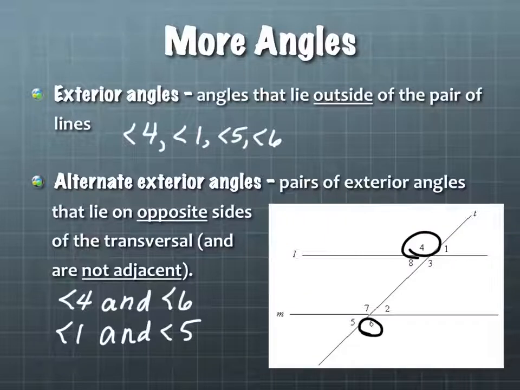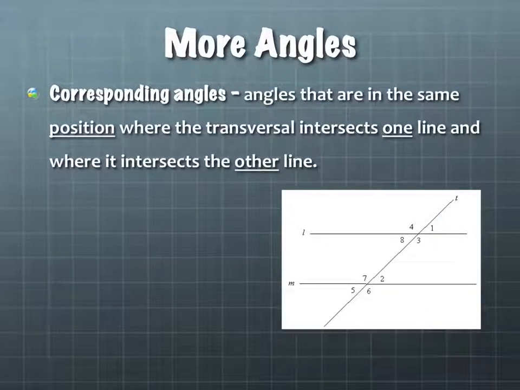All right, our last comparison, I think, is corresponding angles. Corresponding angles are angles that are in the same position where the transversal intersects one line as it is where it intersects the other line. So let me give you an example. Angle 4 corresponds to angle 7. Because if you sort of imagine this hitting right here, they're both in the top left corner of where the transversal hits the line. All right, so I'm going to write that one down. Angle 4 and angle 7. Is that what I had? Yeah. Angle 4 and angle 7.